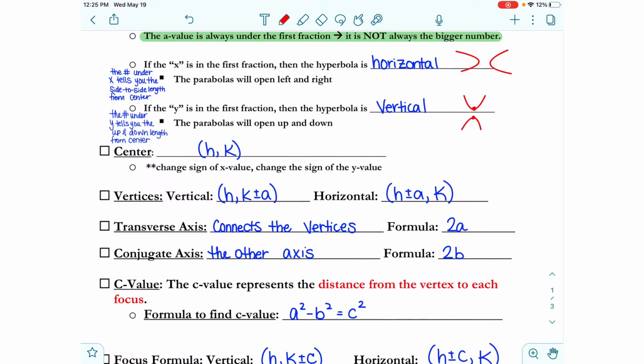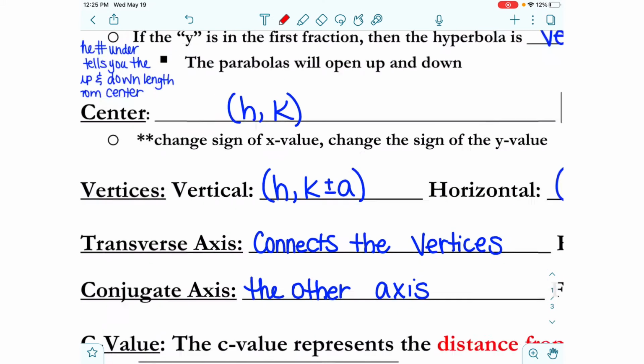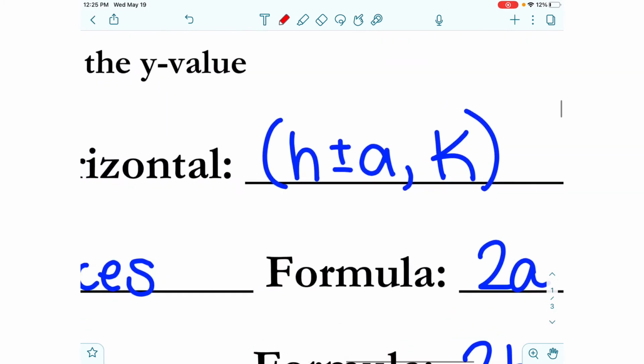If the hyperbola is vertical, then the formula comes like this. You take the center, (h, k), and to the y value, we're going to add and then subtract the value of a, and that will give me my ordered pairs for the vertices. If it's horizontal, we take the center, (h, k), and we add or subtract the a to the x value. So it's h plus or minus a, comma, k.